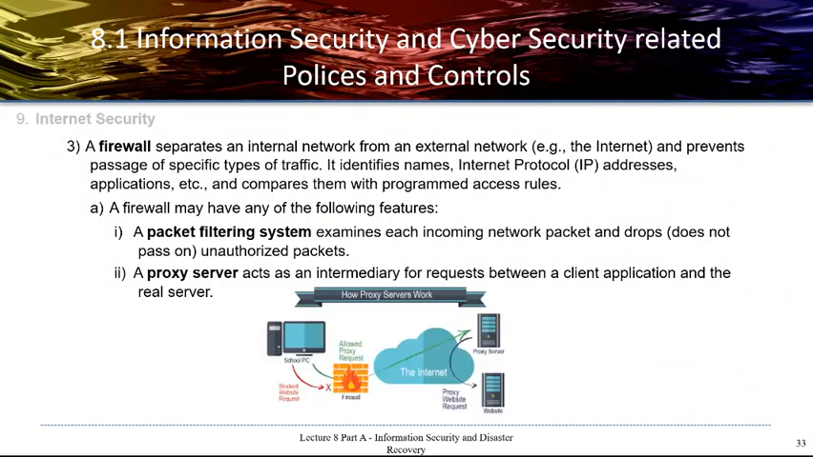Let's try to understand what a firewall is. The firewall separates the internal network from the external network, and the external network is your internet. It has to separate and prevent passage for specific types of traffic. So it identifies the names, Internet Protocol addresses, IP addresses as we call them, and the applications, and compares them with the program access routes you set up in the firewall. A firewall is like a wall with fire, so no one can jump in.